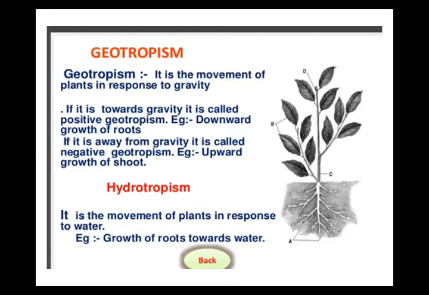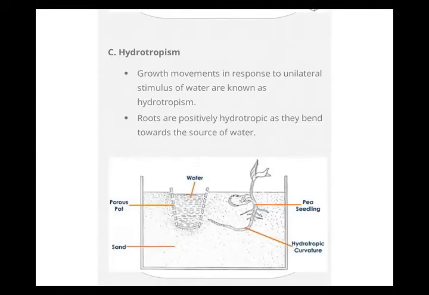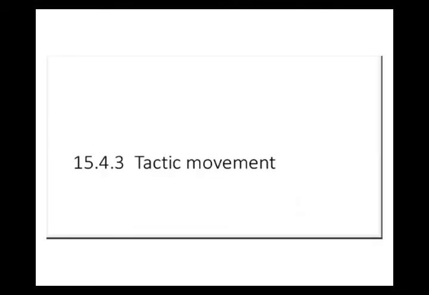The movement showing the finding of water is called hydrotropism, as shown in the figure. Observe the diagram. The root moves towards finding water, and they show a curved structure. It means they are finding the water and moving towards the water. This is called hydrotropism. Now we will move to tactic movement.